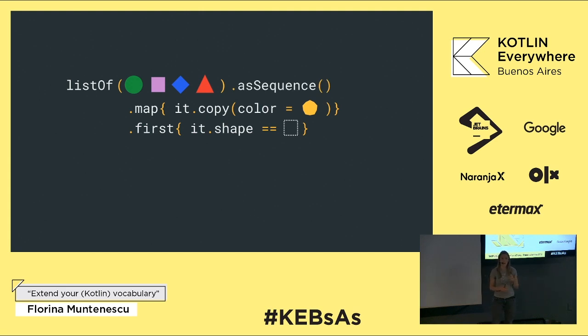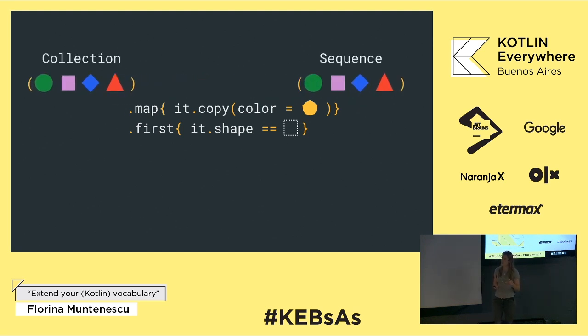So sequences are like lazy lists. I know eager and lazy might not mean much, so I thought it would be interesting to go over an example and see what's the difference between them. So let's say that we have a list of objects of different shapes. In the first step, what we want to do is just to make a shape yellow, and then we want to get the first shape that is a square. I know it's a simplistic example, but bear with me.